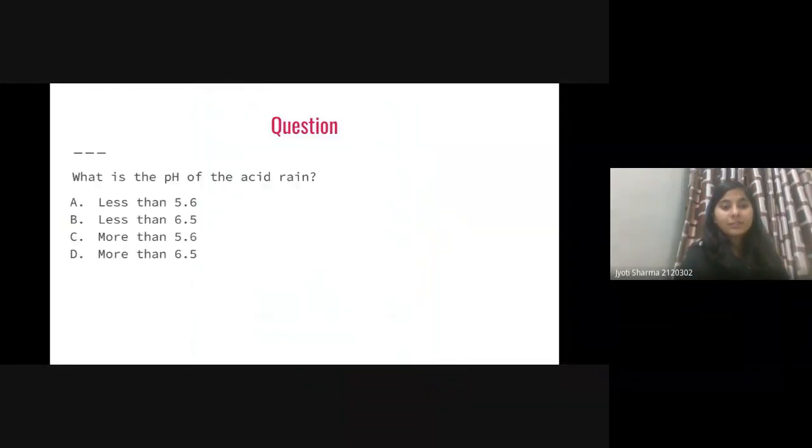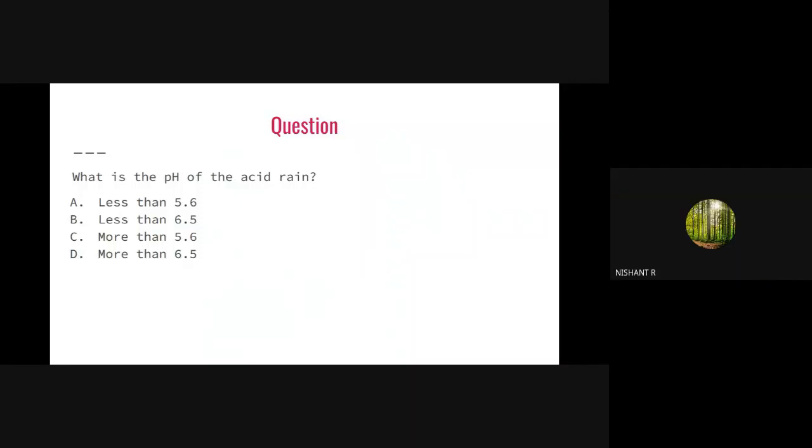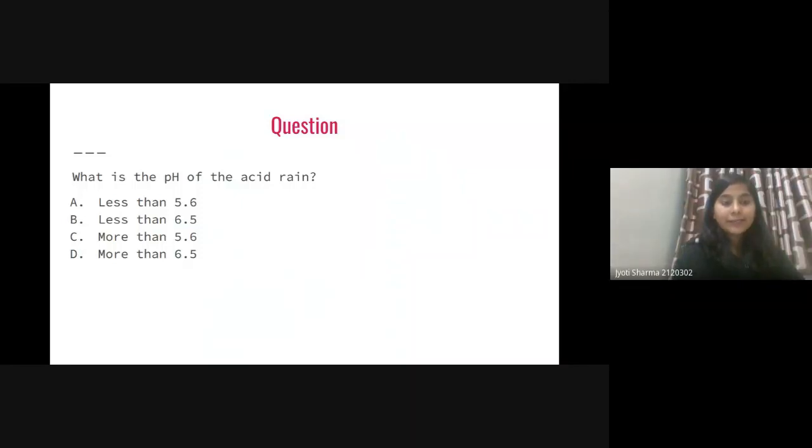Okay, this is the last question, I think. What is the pH of acid rain? Can you tell me the pH of acid rain? A. Yes, answer should be A. That is less than 5.6, because even for normal rain, the pH can be 5.6. So whenever it is less than 5.6, then we will call it acid rain.